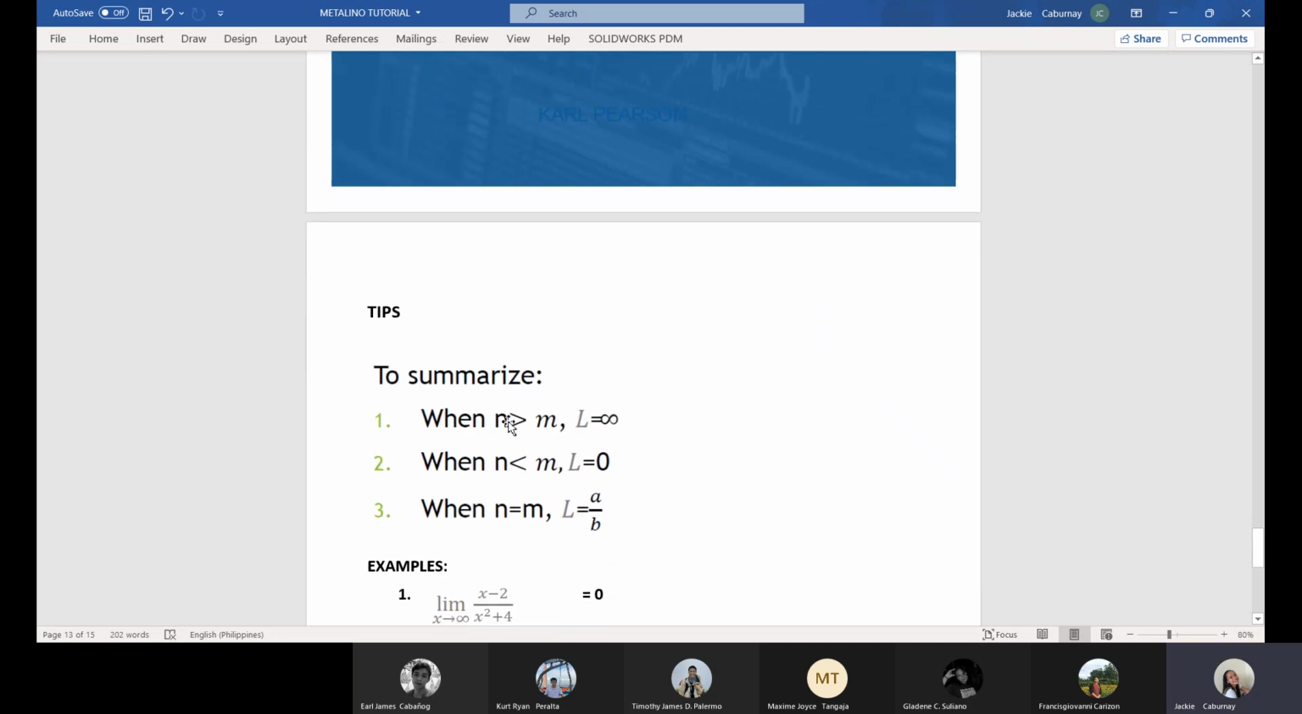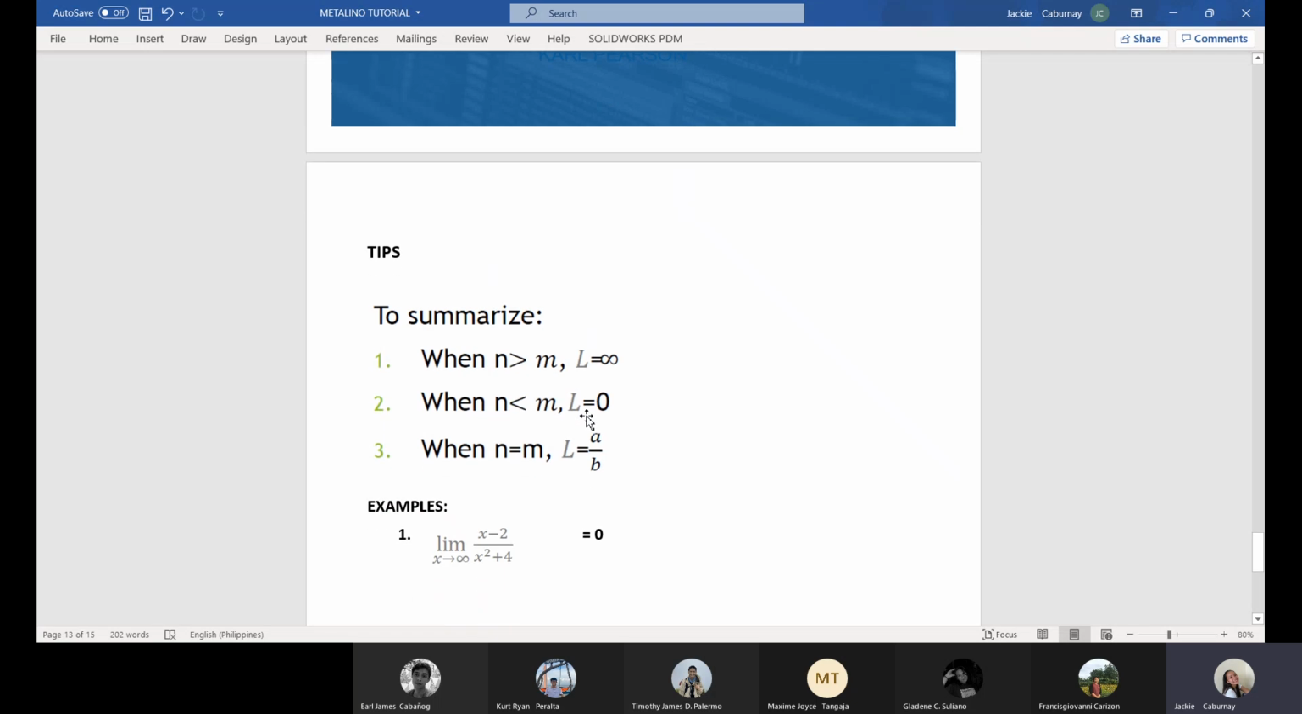First, when n is greater than m, so kung ang highest degree daw sa numerator mas dako pa sa highest degree sa denominator, ang answer na niya, ang limit na niya kay infinity.